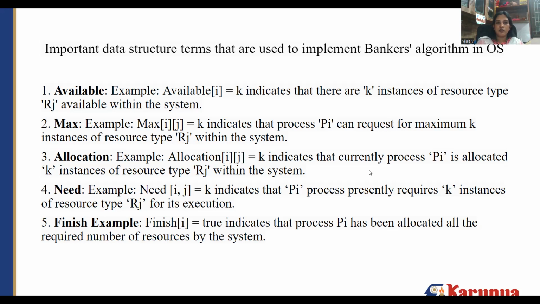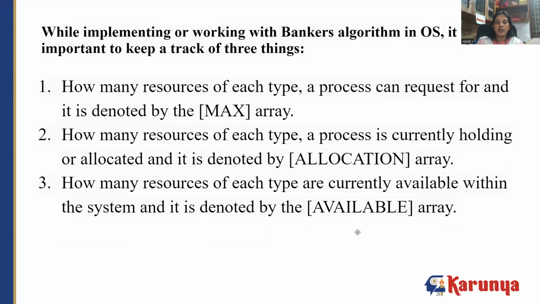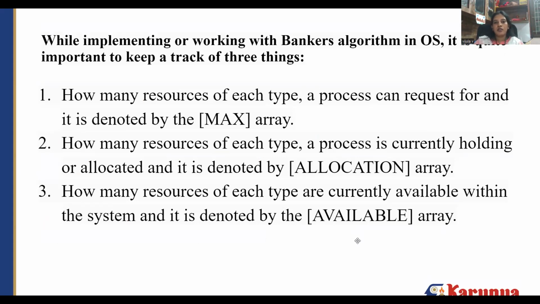So while working with banker's algorithm in OS, you have to know three main things. That is how many resources of each type a process can request, which will be denoted by the max array. How many resources of each type a process is currently holding or allocated, which will be denoted by the allocation array. And then how many resources of each type are currently available within the system. This will be denoted by the available array. So these are the three main things which you have to keep in mind.